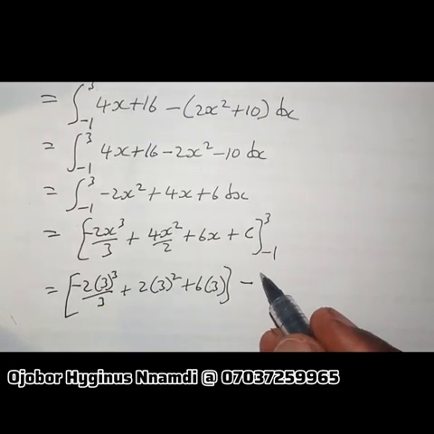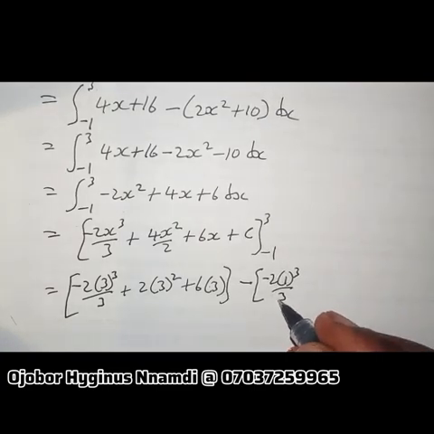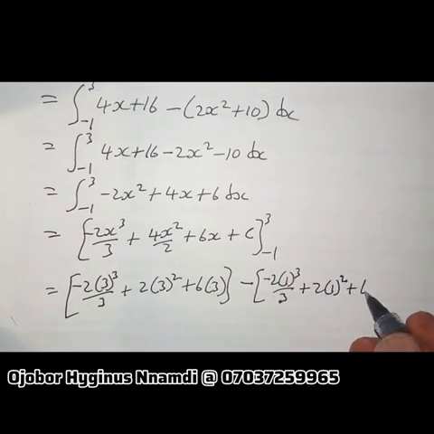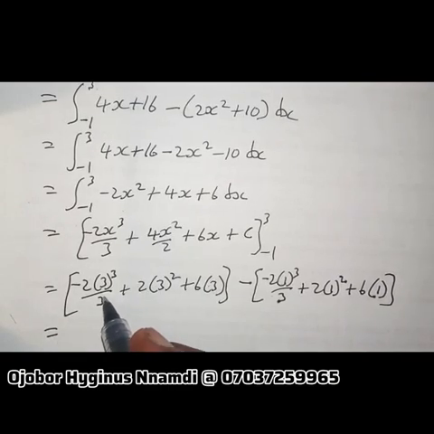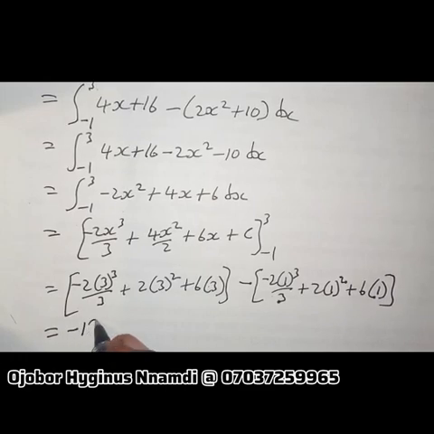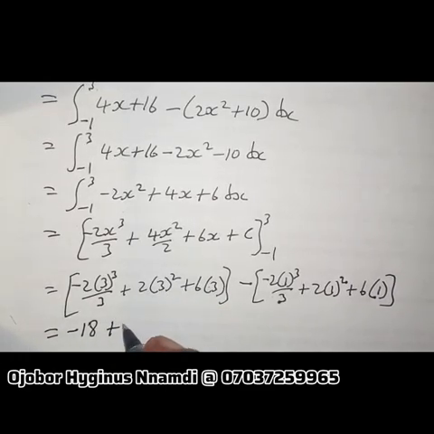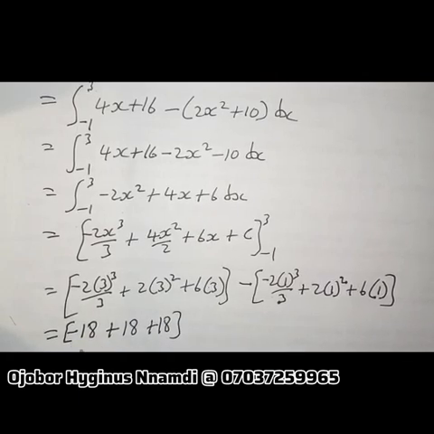Then minus, we substitute minus 1: minus 2 into minus 1 raised to the power 3 over 3 plus 2 into minus 1 raised to the power 2 plus 6 into minus 1. So when we do that, for 3 raised to the power 3, the 3 cancels with the 3 here, and it will be 3 squared. 3 squared is 9 times minus 2 is minus 18. Then 3 squared is 9 times 2 is 18. And then 6 times 3 is also 18. So that is what we have for 3.